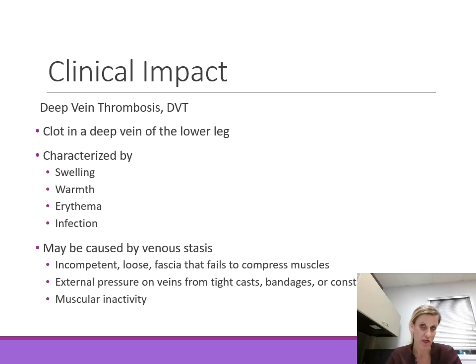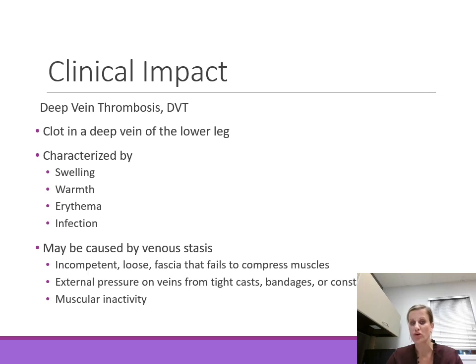Incompetent loose fascia, right? So if the fascia doesn't compress the muscles to help with that musculovenous pump, I just told you guys that the muscles squeeze the veins, and that helps to pump the blood forward and keep it moving. If the fascia is just kind of a loose, lazy fascia, that decreases the effectiveness of the musculovenous pump, and the blood tends to sit and pool in the veins.